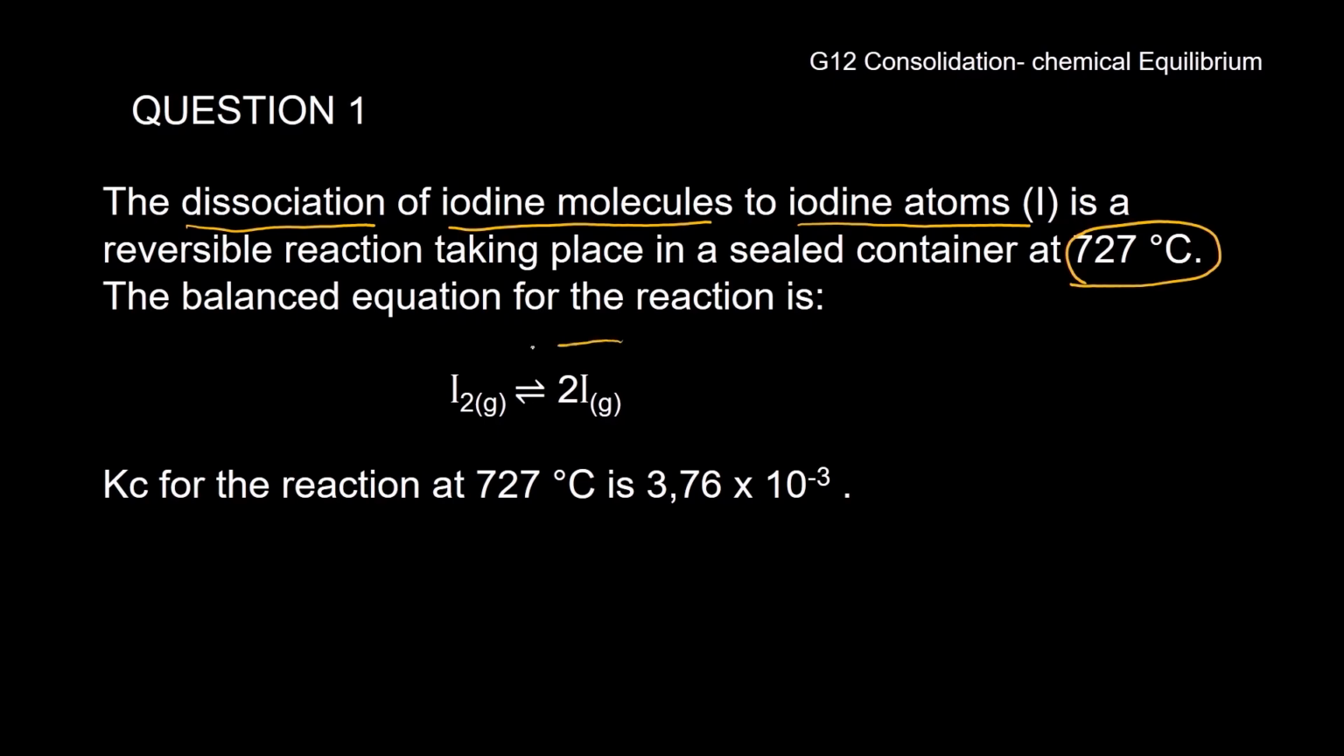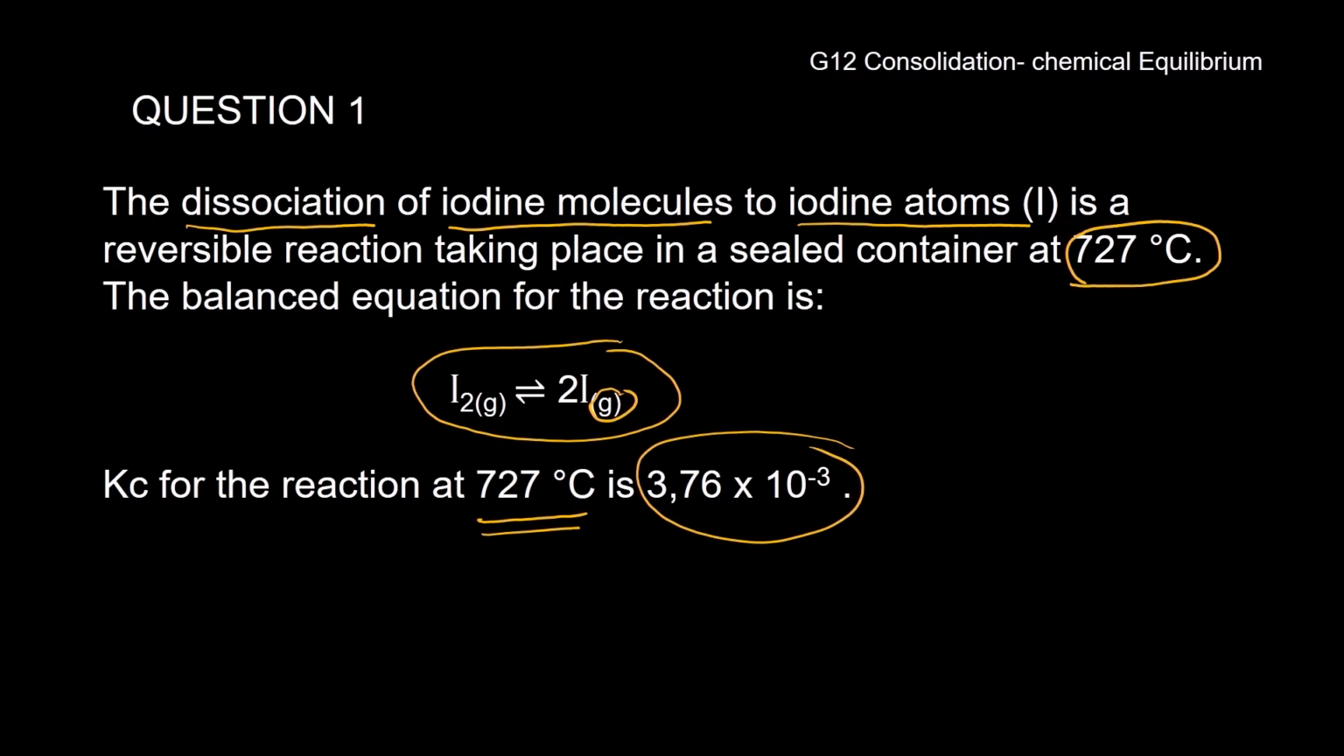They tell us that it's balanced, and we can see here that iodine, the diatomic iodine gas, will form iodine atoms, and that is also in the gaseous phase. It is reversible, so the reversible reaction is possible. The Kc for the reaction at this particular temperature is 3,76 times 10 to the minus 3. Kc does not have any units.